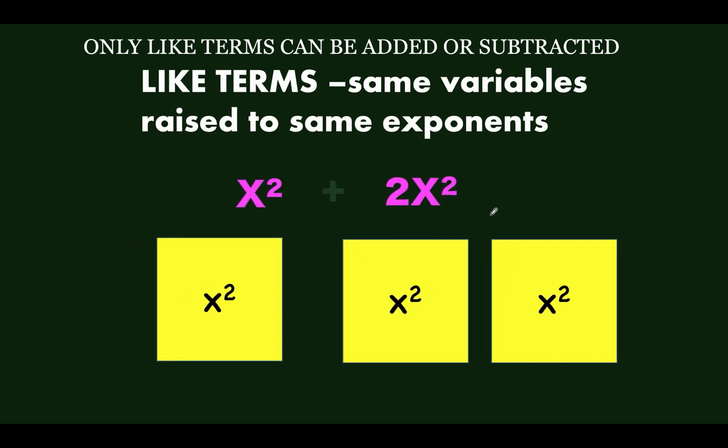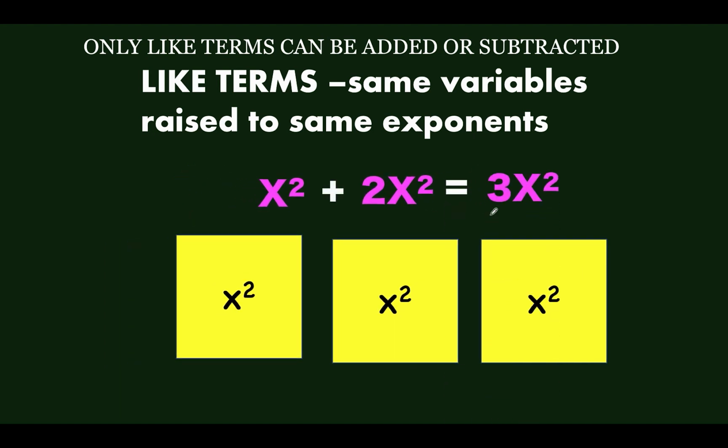We combine them, and the result is 3x squared. So 1 square plus 2 squares equals 3 squares, and these squares have the same dimension, x squared. So this 2x squared is represented by this, and the sum would be the combination of these 3 squares.